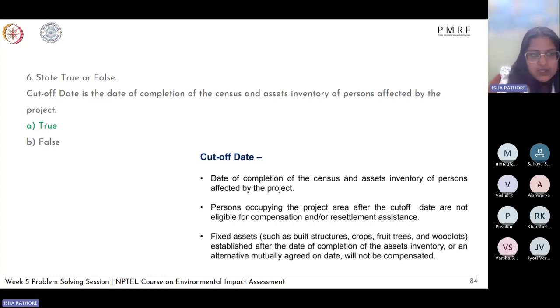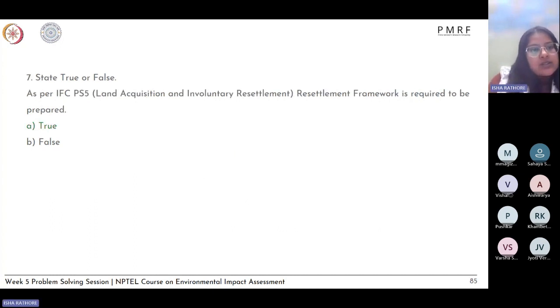So that is the cutoff date. So this statement is true. Moving on to the next question. State true or false again. As per the IFC Principle 5, land acquisition and involuntary resettlement, the resettlement framework is required to be prepared. So is the statement true or false?